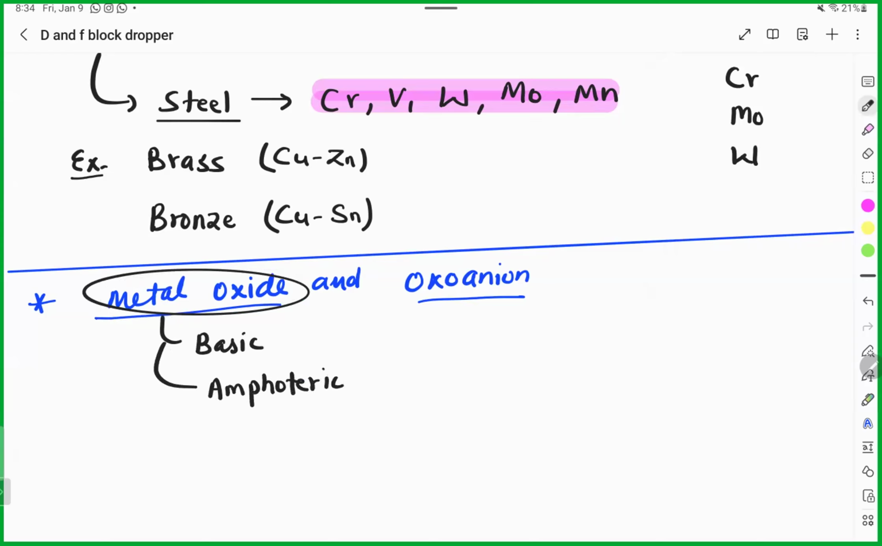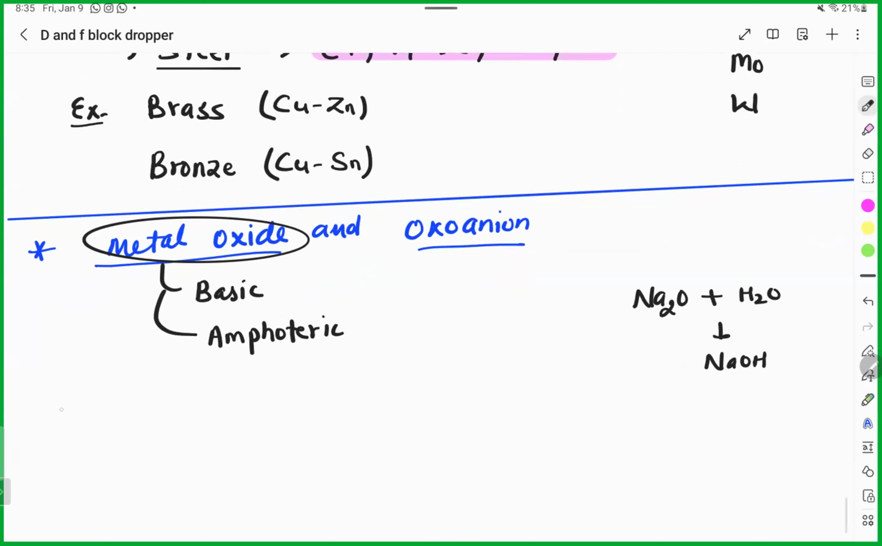Correct. How? For example, if you take Na2O and it reacts with water, what will happen? It will convert into NaOH. So it is basic in nature. So metal oxides are usually basic in nature. Correct. And most of the d block elements, you will see, form ionic compounds, mostly ionic. Why? Because oxygen is a highly electronegative element, so it can form ionic compounds.